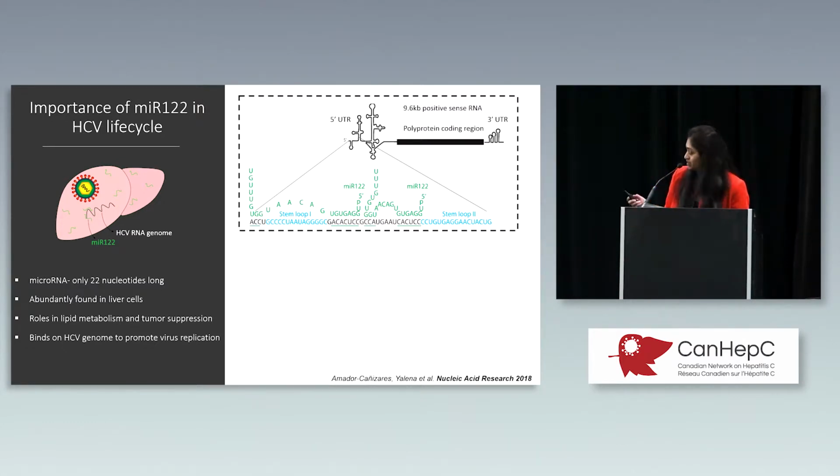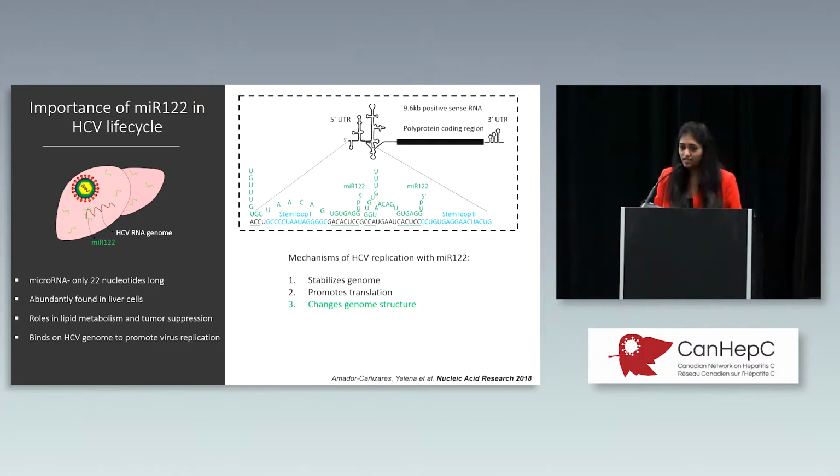Just within the first 47 nucleotides on the 5' UTR of the virus, there are binding sites for two copies of microRNA 122. This microRNA 122 binding is required for the efficient replication of the virus. But how this occurs, or what the mechanism behind this replication is, is not exactly known.